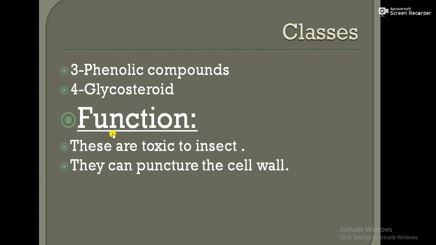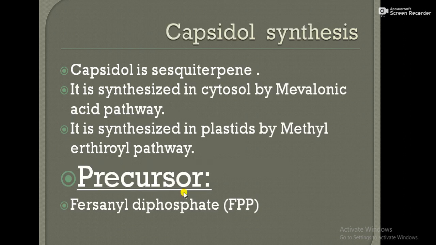Now what are the functions of phytoalexins? These are toxic to insects. As we discussed previously, they are produced by the plant when insects or pathogens attack the plant, in response, as a defense mechanism. They can also puncture the cell wall. The cell wall is present in plants, so they help to puncture the cell wall. These are the two basic functions of phytoalexins.